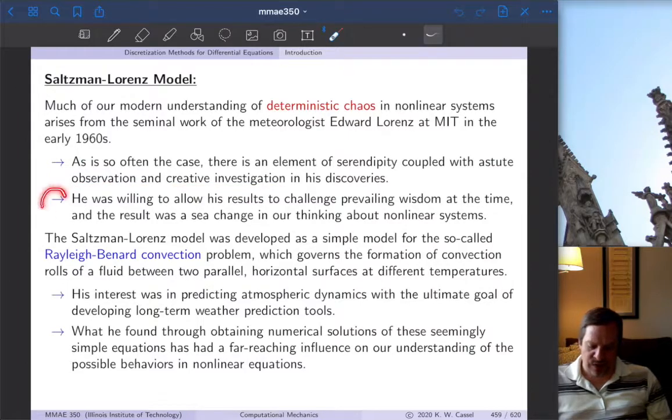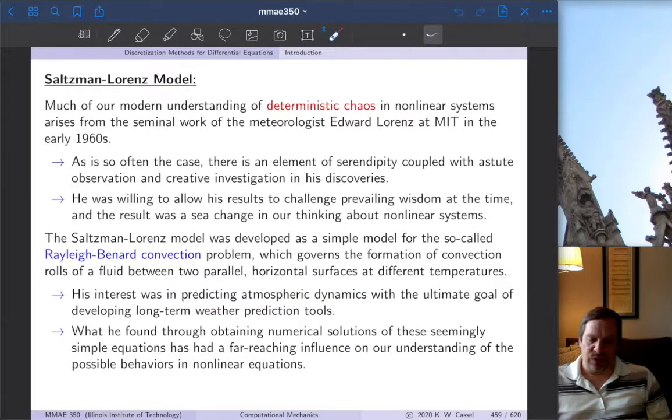What he found and his conclusions really went against the prevailing wisdom at the time in terms of how differential equation solutions can behave and so on. So it was pretty revolutionary at the time, and it was not immediately and widely accepted. The problem that he was looking at is actually a very simple one. It's called Rayleigh-Benard convection, which I'll get at in a moment. What he was really looking to do was develop models for predicting atmospheric dynamics, so basically the weather.